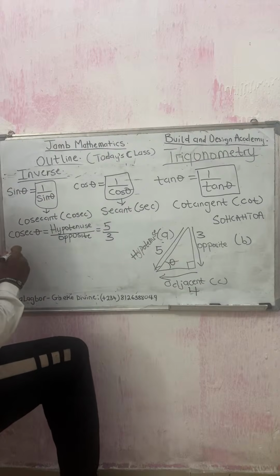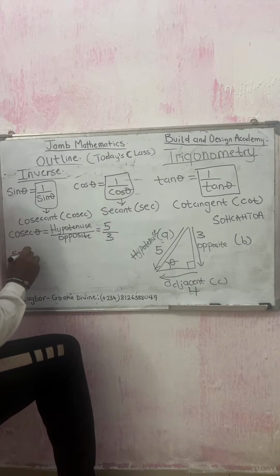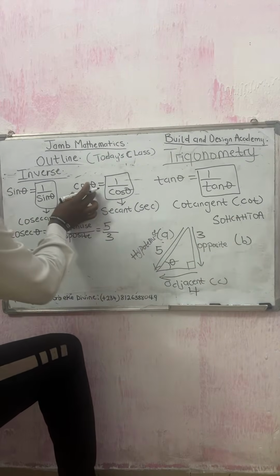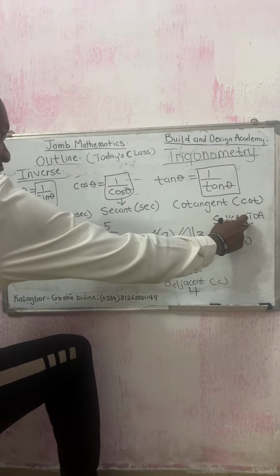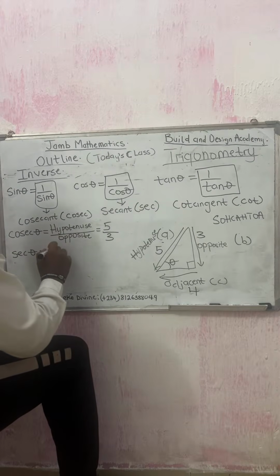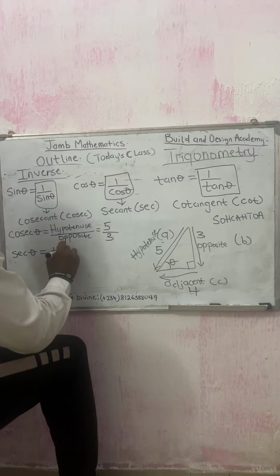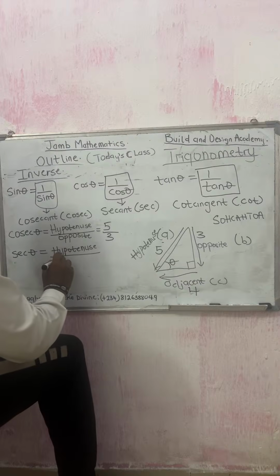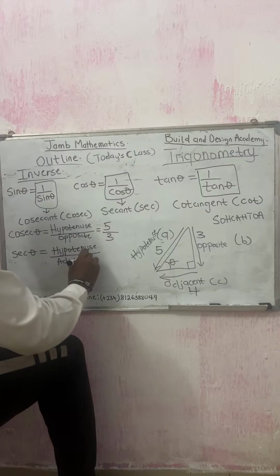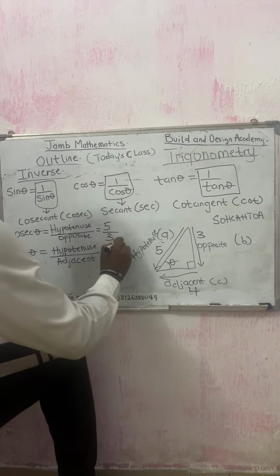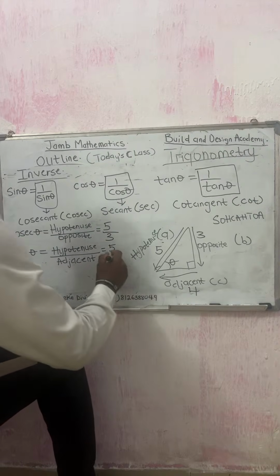So to find sec theta, which is the opposite of cos theta, it will no more be adjacent over hypotenuse. It will now be hypotenuse over what? Adjacent, which is the reverse. Hypotenuse all over adjacent. And we have our hypotenuse to be what? 5 over here. And our adjacent to be what? 4 over here.